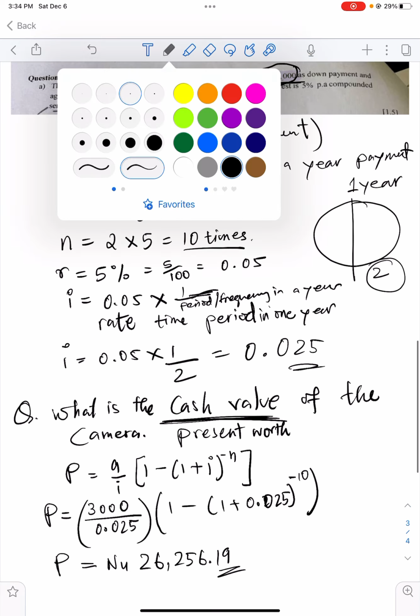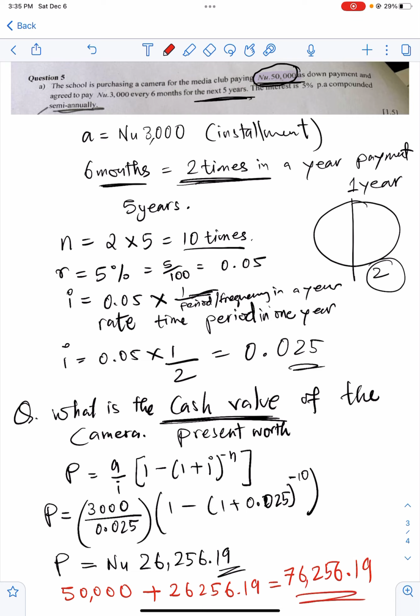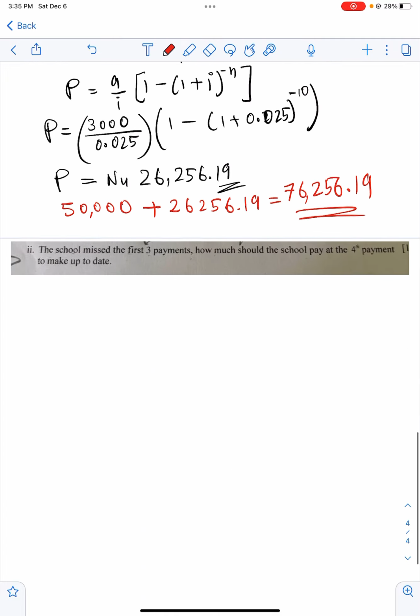Since you have already paid 50,000 as down payment at the beginning, plus installment, by installment you're actually paying 26,256 worth. So when you add, you are actually paying 76,256.19 Niltram.